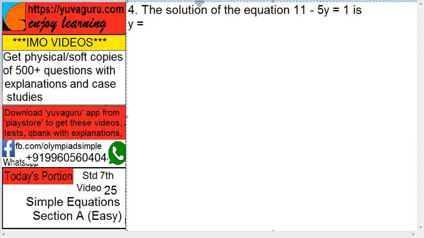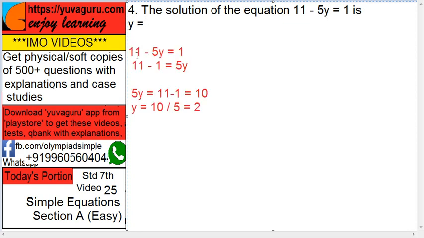The solution to the equation 11 minus 5y equals 1 is y equals to, it means you have to find out the value of y. 11 minus 5y equals 1. Here, the basic rule for solving any equation is take what you want on one side and what you don't want on the other.